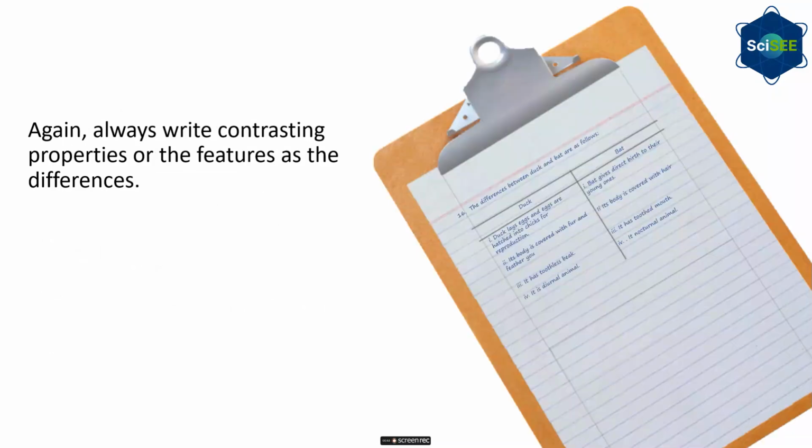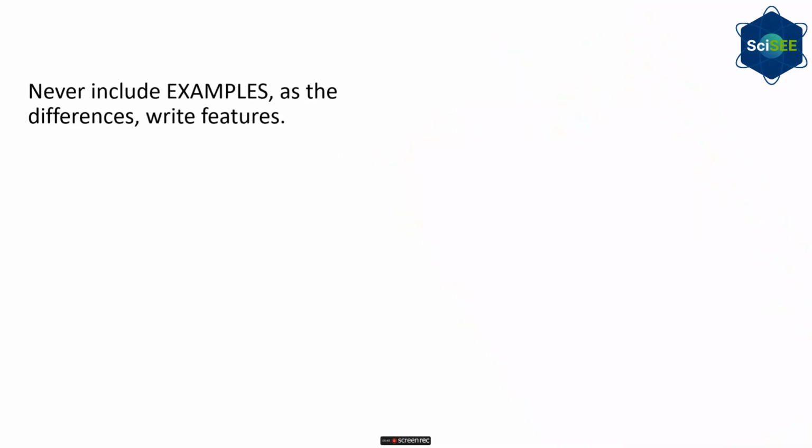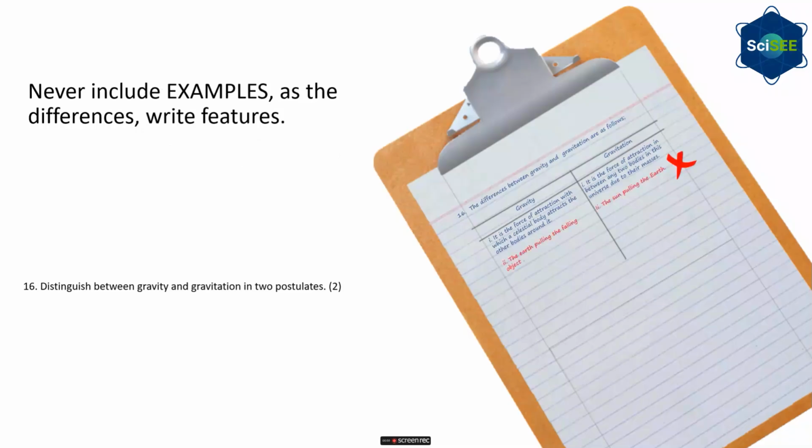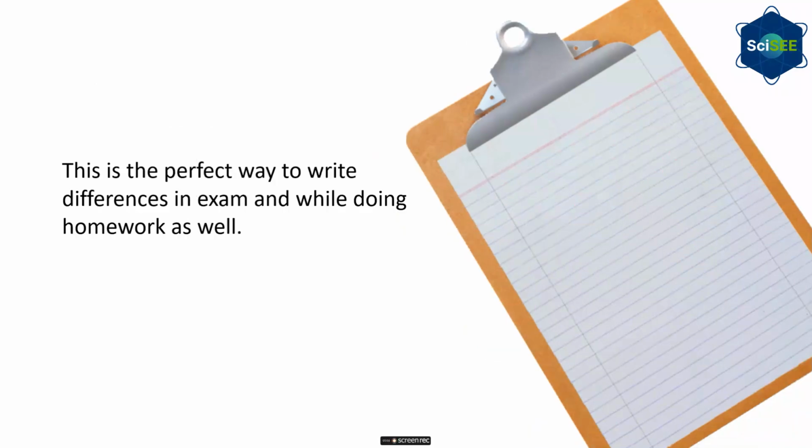Again, always write contrasting properties or the features as the differences. Never include examples as the differences, write features. 16. Distinguish between gravity and gravitation in 2 postulates. This is the perfect way to write differences in exam and while doing homework as well.